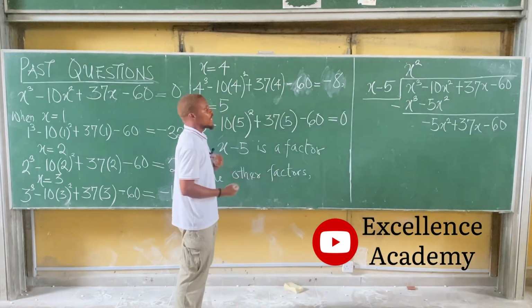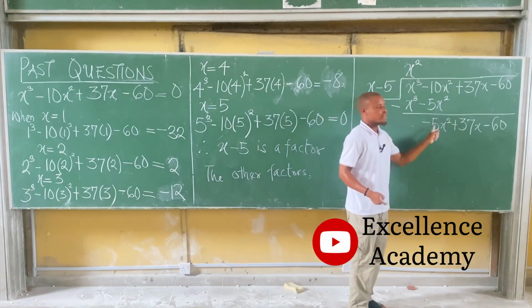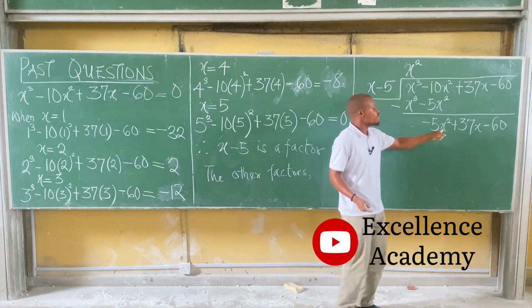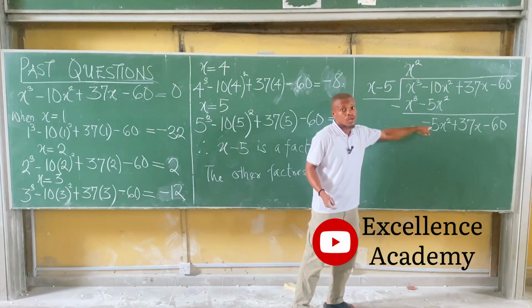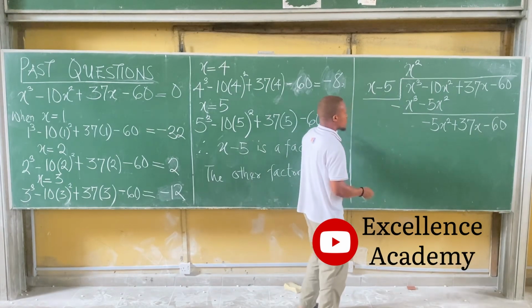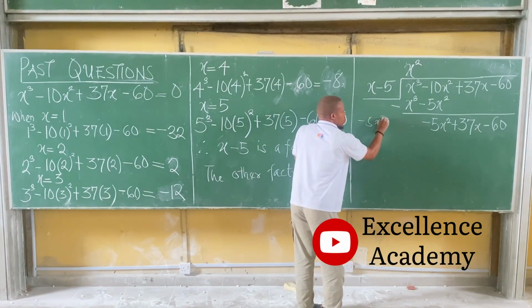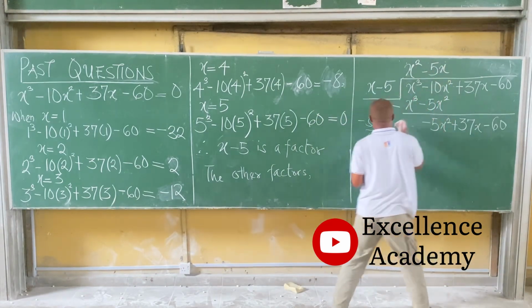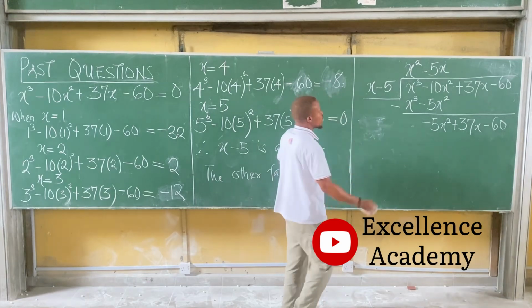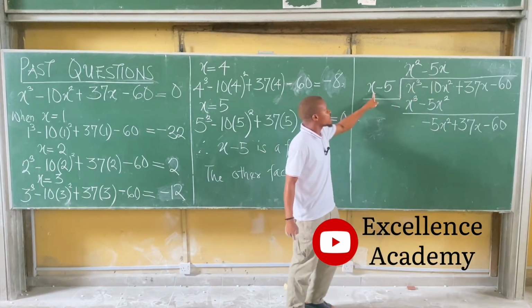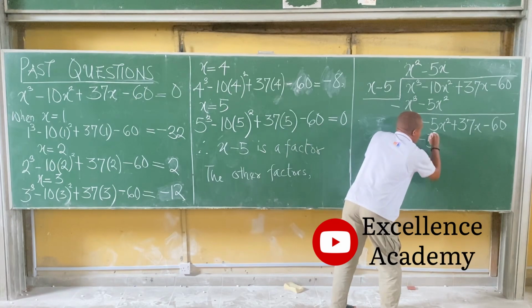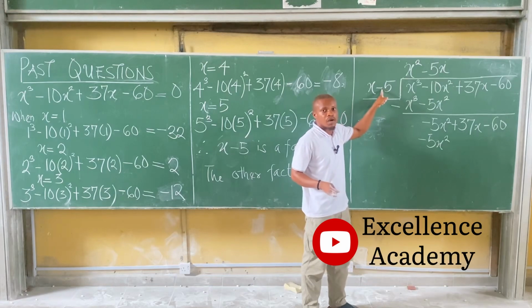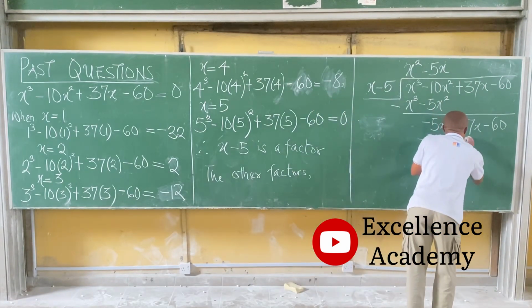All right. Next up, we look at the first term here and we divide it by the first term of our divisor. So I'm having minus 5x squared divided by x. What do I get? I get minus 5x. Multiplying through, minus 5x times x gives me a minus 5x squared, right? Minus 5x times minus 5 gives me plus 25x.